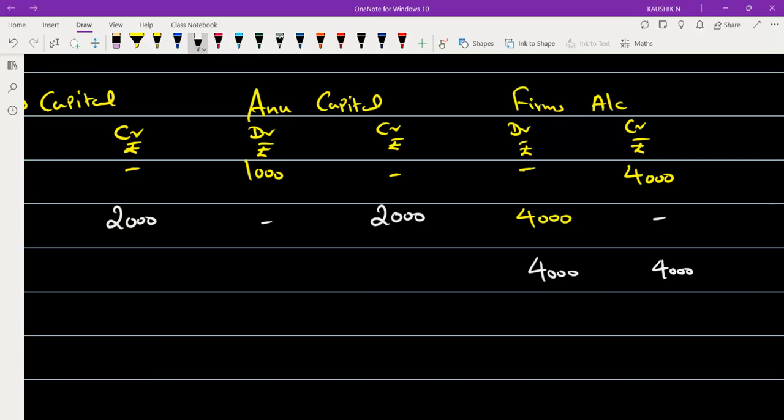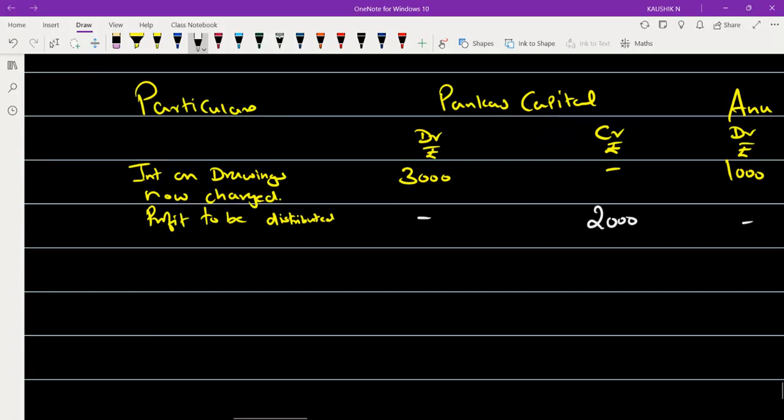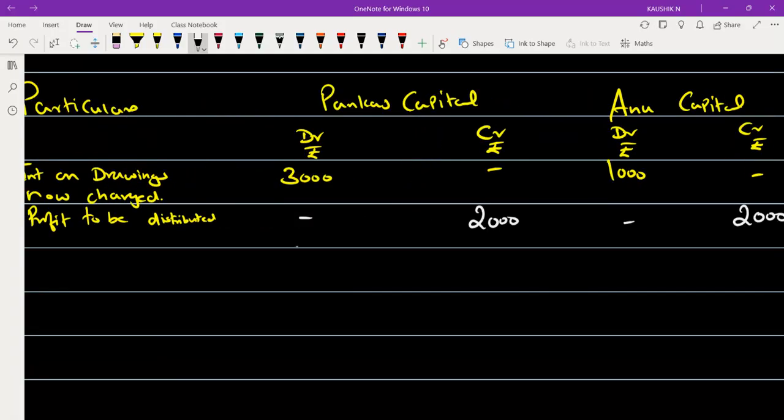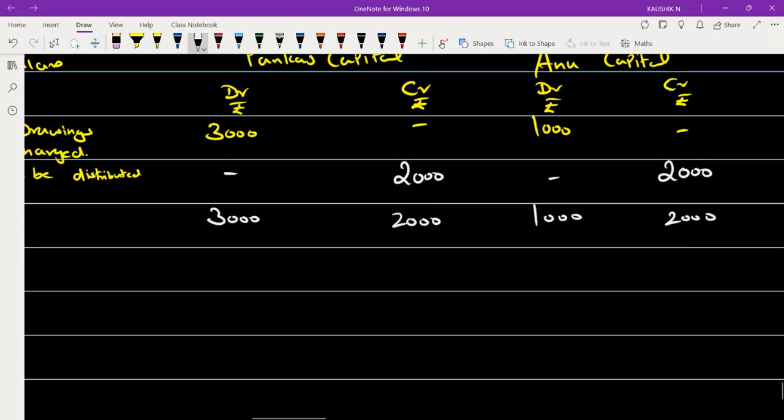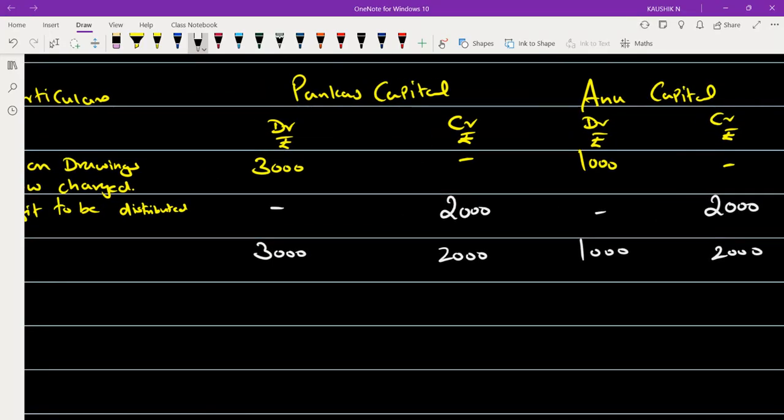Now come to the partners' capital accounts. Pankaj's account: debit side total is 3000, credit side total is 2000. Anu's capital account: debit side is showing 1000, credit side is showing you 2000. Now find out the difference. For Pankaj, what's the difference between 3000 and 2000? Difference is 1000. Which side is heavier?